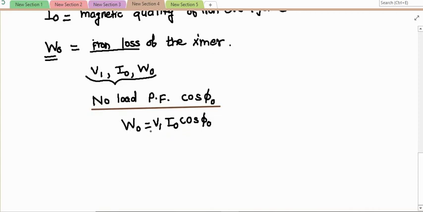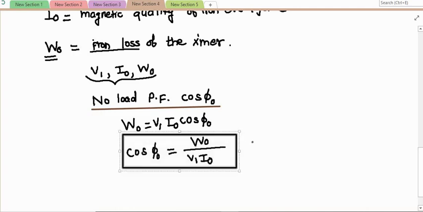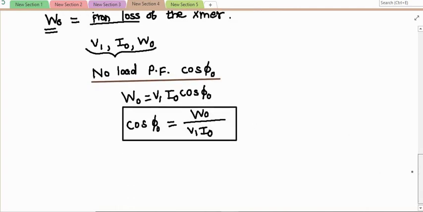As we know W0, V1 and I0, from this I can find out the no load power factor, which is nothing but the ratio of no load power and the product of primary voltage and the no load current, right? So this is the one calculation that you have to do from the readings that you obtain from the no load test. This is your equation number 1, right?